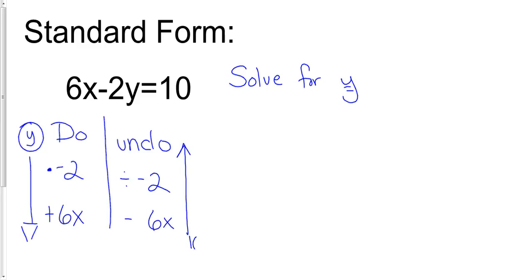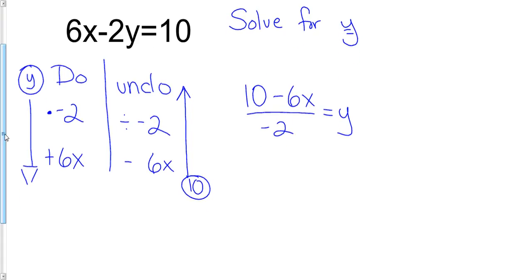And then we're going to work our way up, starting with the 10. If you're still having trouble with the do-undo chart, take a moment to go back and watch the video from Unit 4. Hopefully it'll clarify some things. So as we write this, we're going to start with 10. We're going to subtract 6x, and then we're going to divide by -2, and that's equal to y. Now, that's not quite what we want, because we're not in slope-intercept form yet. We're getting closer. We're not quite there.